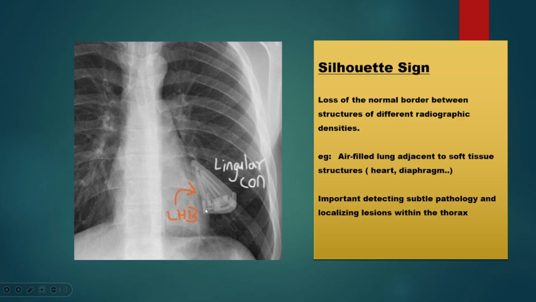consolidation will obscure the left heart border, and the right heart border can be obscured by right middle lobe pathology like right middle lobe consolidation. And also the diaphragmatic margins can be obscured by pleural effusion and likewise. So when the density of these two structures is different, the margin is usually sharply seen. When the pathology is not clearly identified, but if there is an obscuring of the margin in between the structures, then we suspect there can be a pathology even though the pathology is not clearly seen. So that is the importance of the silhouette sign.